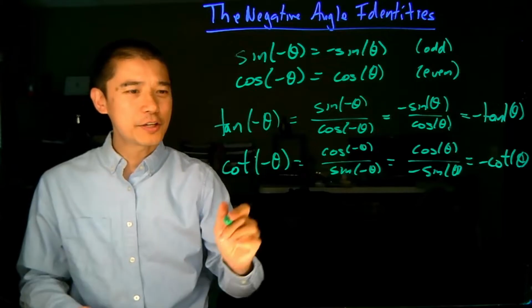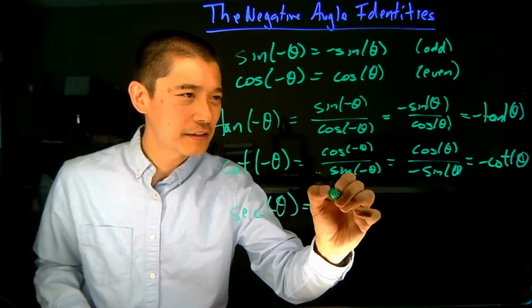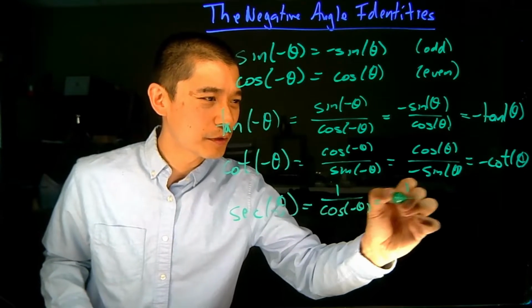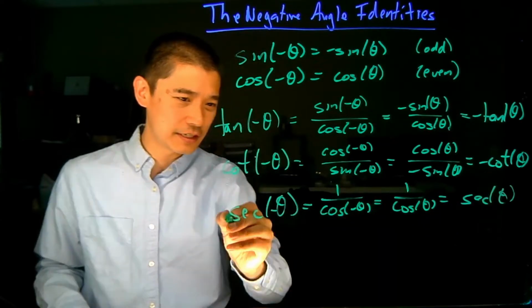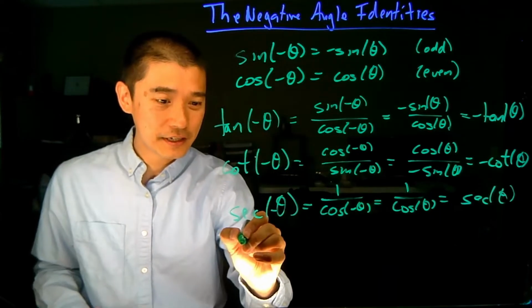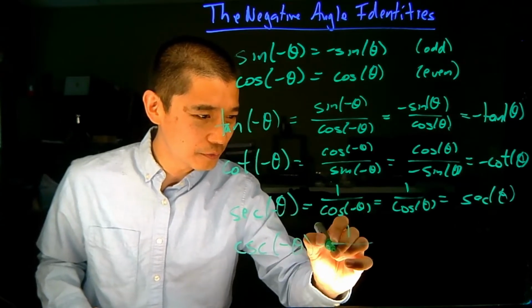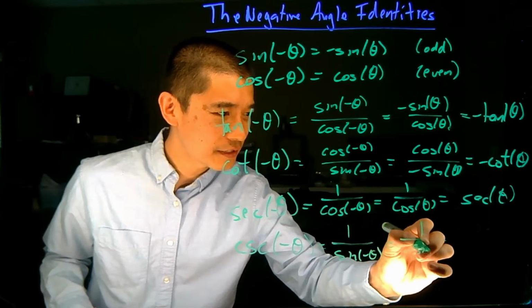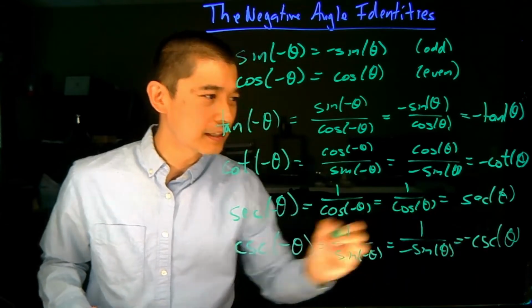And the secant and cosecant ones are actually even simpler because there's only one function involved. So secant of negative theta is 1 over cosine of negative theta, which is 1 over cosine theta, and that's secant theta. So secant theta is an even function like cosine. And then last one, cosecant of negative theta is 1 over sine of negative theta, which is 1 over negative sine theta, which is negative cosecant theta.